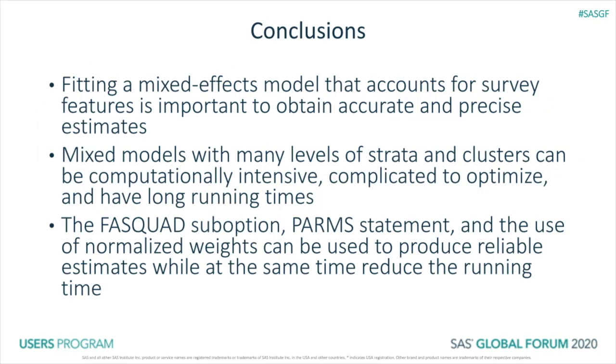As a conclusion, we have seen that fitting a mixed effects model that accounts for survey features is very important to obtain accurate and precise estimates. However, when we have a mixed effects model with many levels of strata and cluster, this type of model can be very computationally intensive and complicated to optimize, which in turn means the model will have long running times. We have seen in this presentation that the fast swap option, the parent statement, and the use of normalized weights can be used to produce reliable estimates while at the same time reducing the running time.